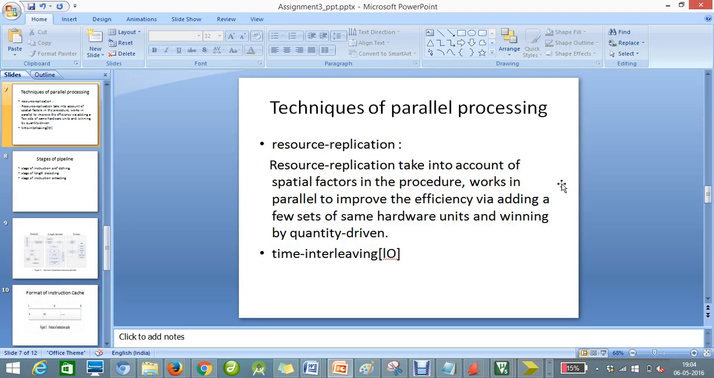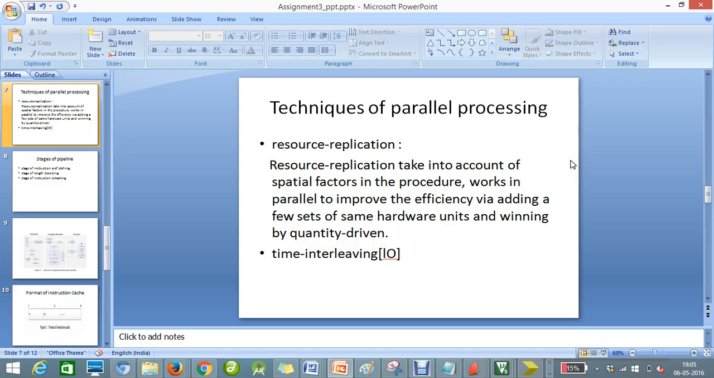Pipelining increases the efficiency of any processor if it is used in the right way. There are a few techniques, for example the parallel processing techniques shown here. The first is resource replication, and the second is time interleaving.